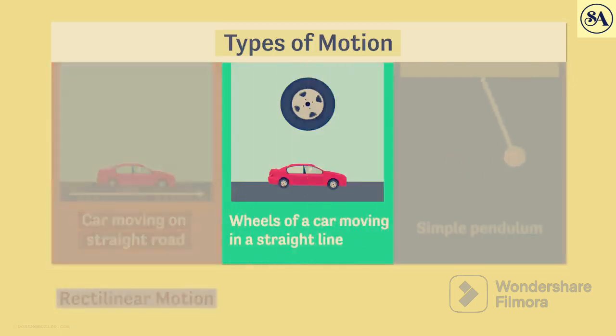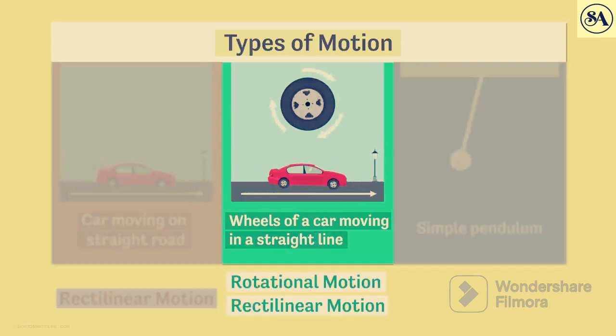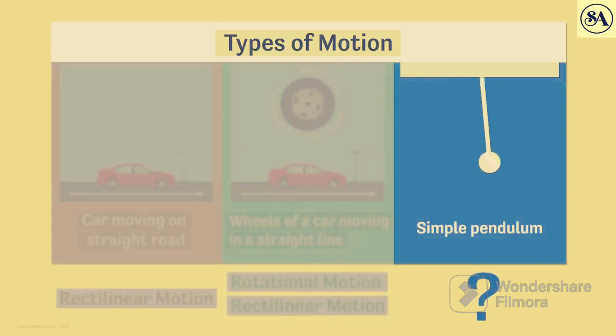The second one is interesting. Most of us would have guessed rectilinear motion after seeing the word straight. Which type of motion are the wheels of an automobile performing? Are they undergoing rotational motion or rectilinear motion, or both? Since the automobile is moving in a straight line, its wheels are undergoing both rectilinear and rotational motion at the same time.